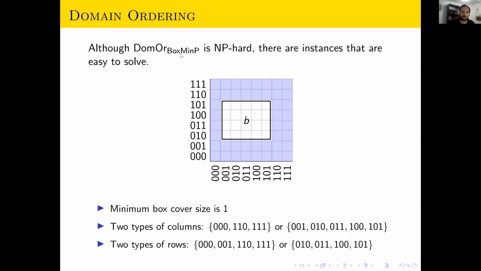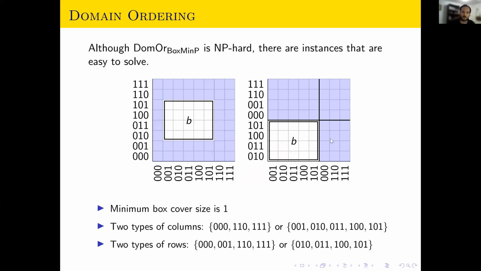So although this box minimization problem is NP hard, there are instances that are easy to solve. For example, if the minimum box cover size is 1, we can observe that there are only 2 types of rows and columns in this 2D example, just those that intersect B and those that don't. And if we order the domains by grouping rows and columns by their type, whether they intersect B or not, we get a domain ordering that recovers the minimum box cover size for the query. So that size is 1 here.